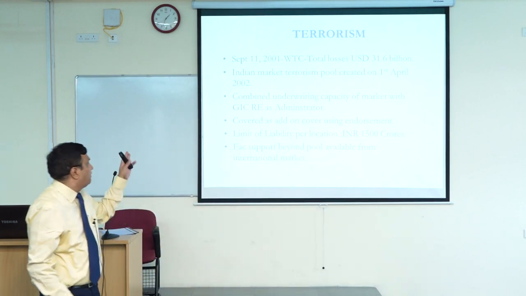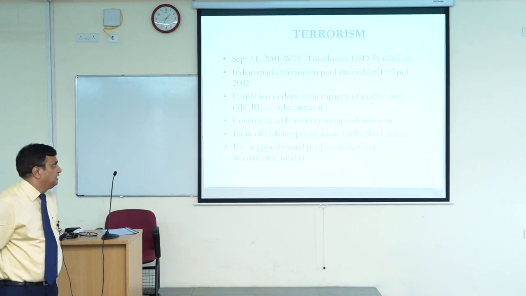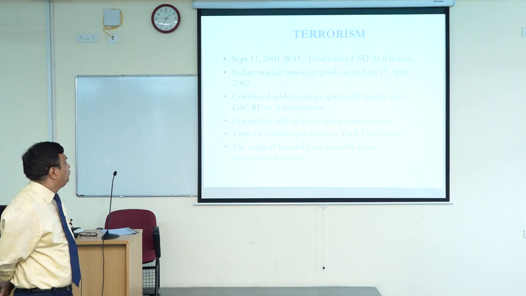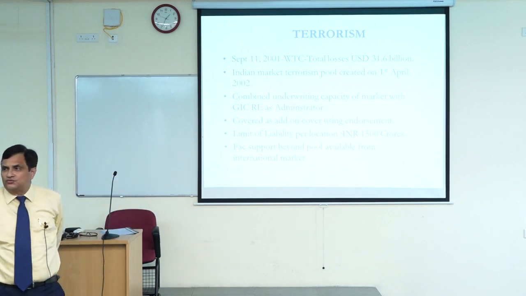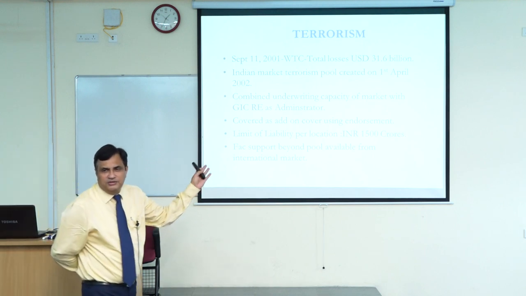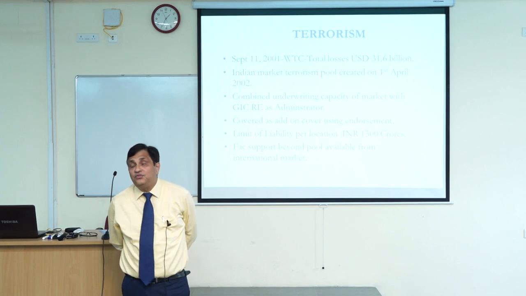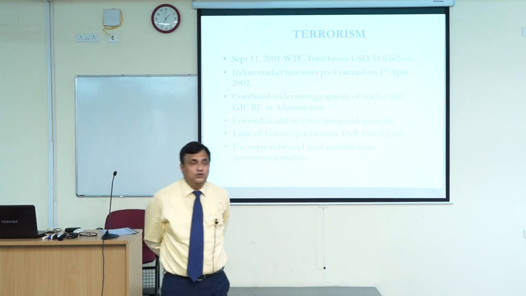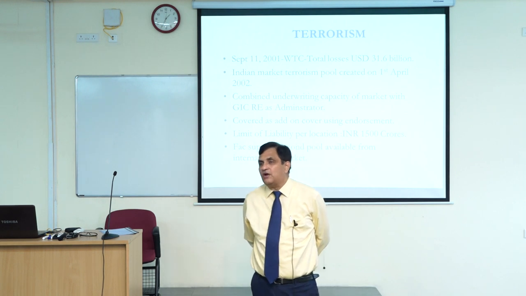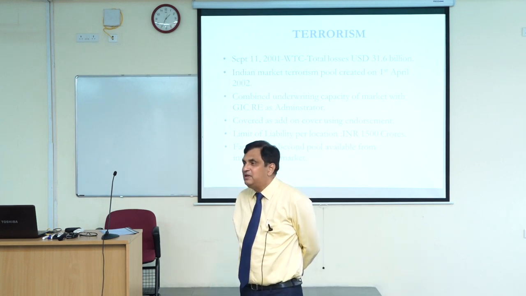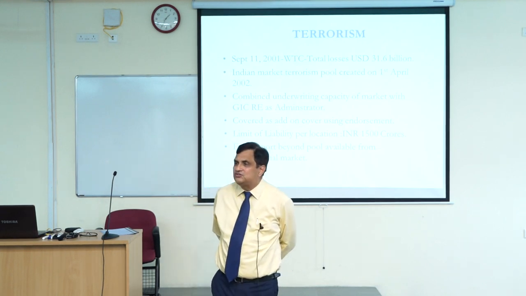So the combined underwriting capacity of the market with GICD is administrative, covered as an add-on cover using endorsement. The limit of liability was previously 1500 crores, which has now been increased. I don't remember the figure, I think it's 2250 crores or something. But please understand that the limit of 2250 crores basically is 22.5 billion Indian rupees. A crore is 10 million.